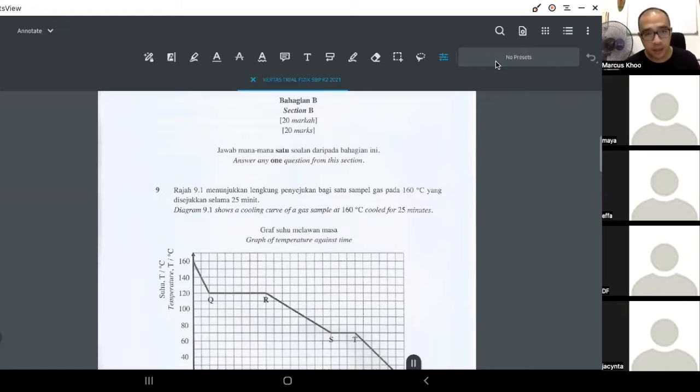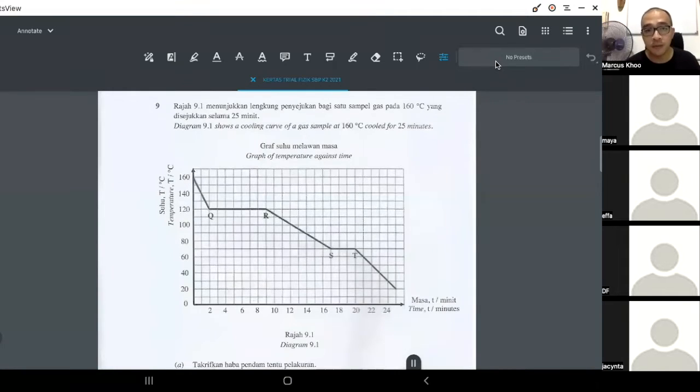So you have Diagram 9.1 showing the cooling curve of a gas sample, beginning at 160 degrees Celsius, cooled for 25 minutes. It's cooling down. Usually we are used to the heating graph, where temperature increases, but even in cooling down, the same principle still applies. The two heats that are involved are always the same: it's either specific heat capacity or specific latent heat.